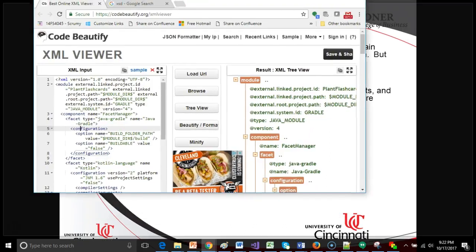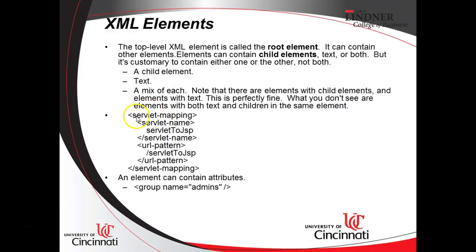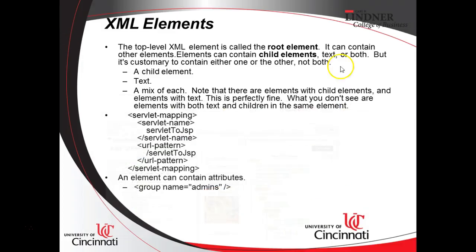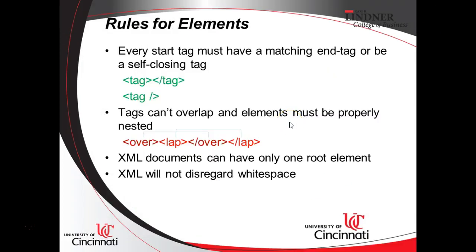So we know that we just talked about elements within elements, so elements can contain other elements, or elements can contain attributes as we see here. So if we take a look, the element called component has child elements, which we've talked about, but notice it also has an attribute. The attribute is called name, and the value here is called facet manager. So that's an attribute.